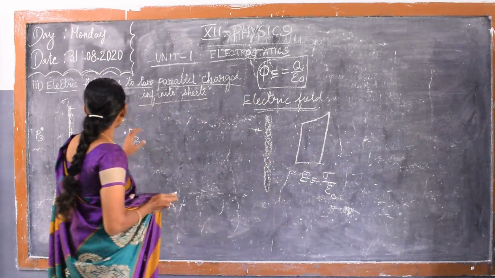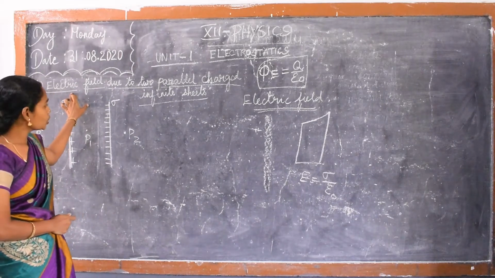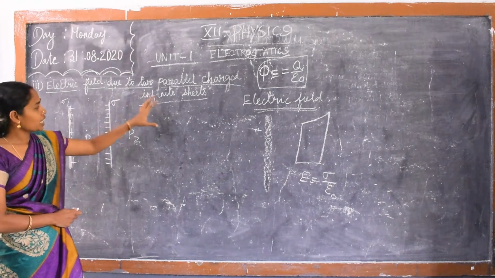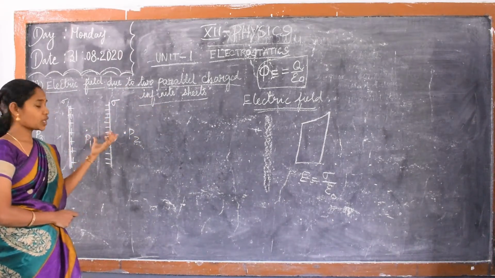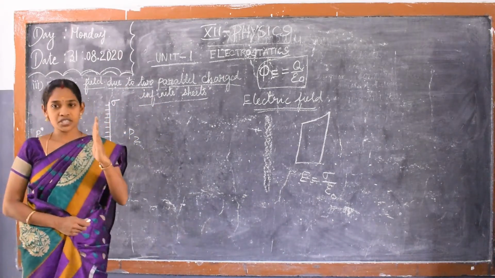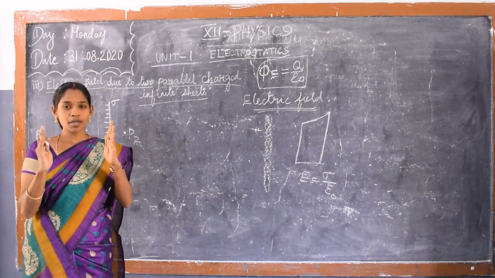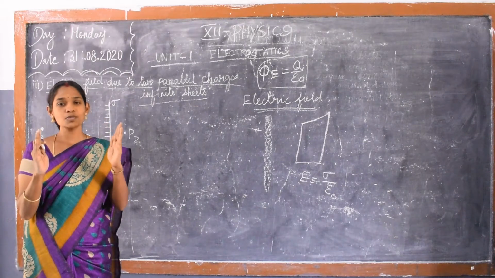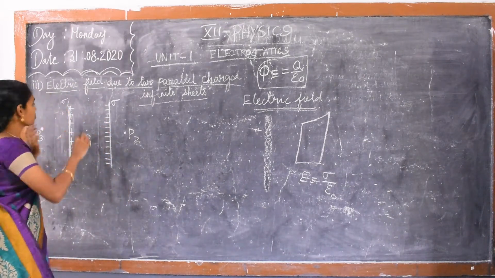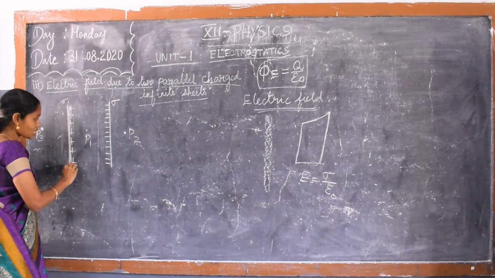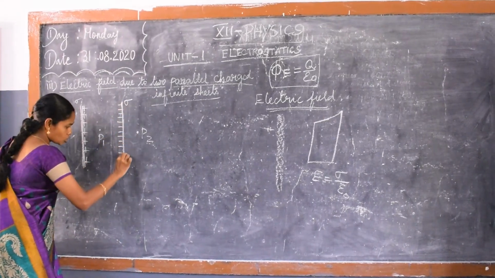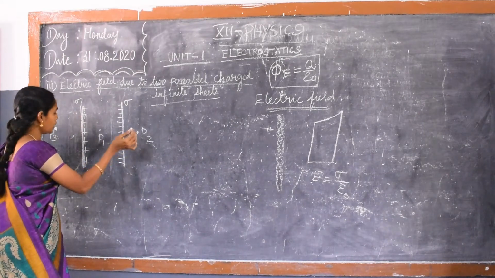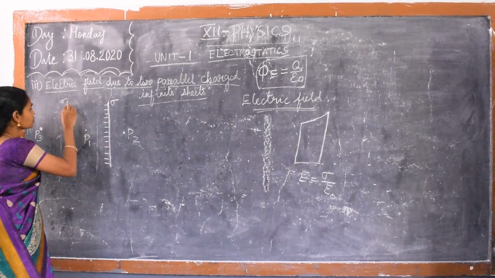Now we are going to study the electric field due to plane sheets of charge that are placed together. Suppose this is our plane sheet and another plane sheet, just like this, placed together, parallel to each other. So one sheet is like this and another sheet is like this. They are placed parallel to each other.